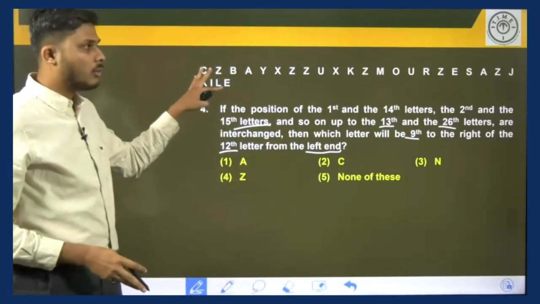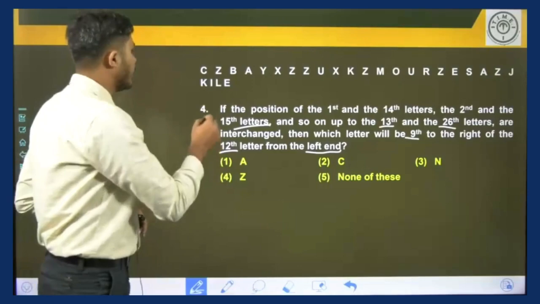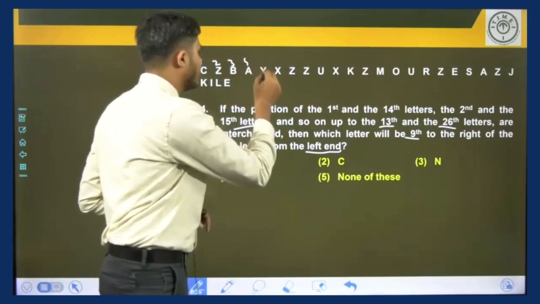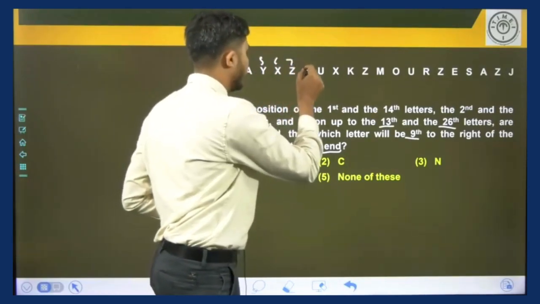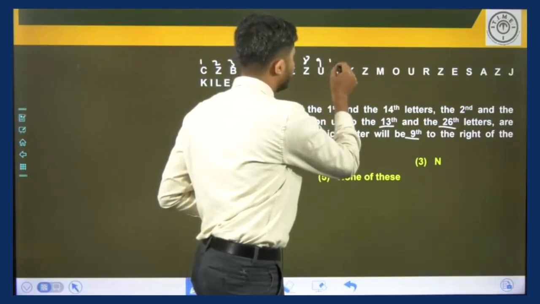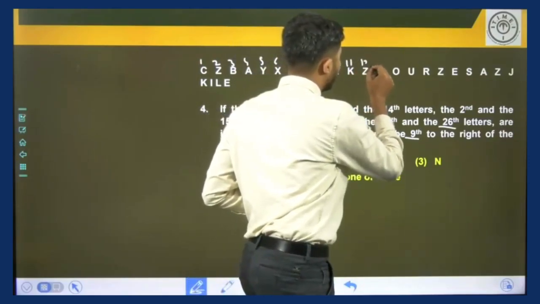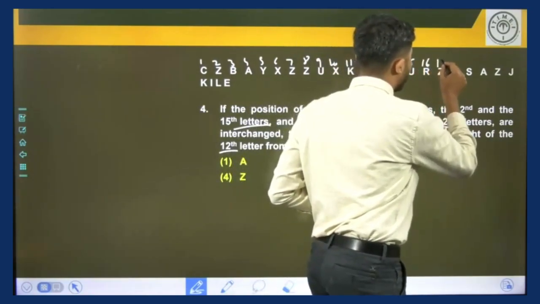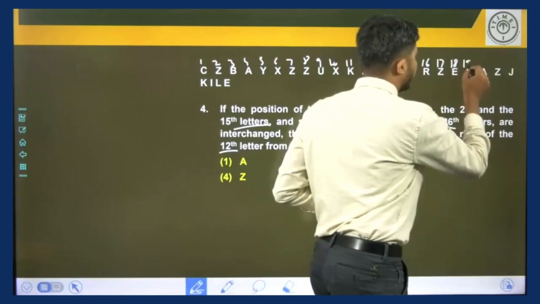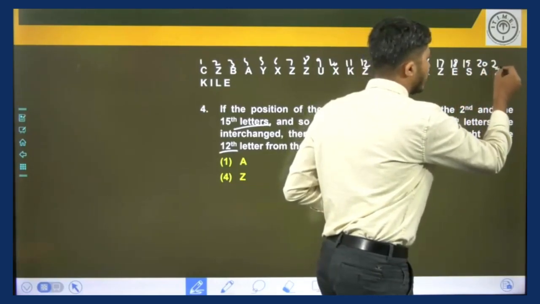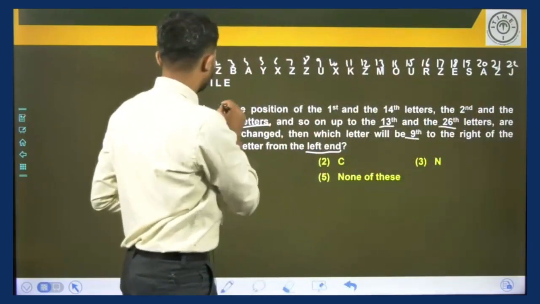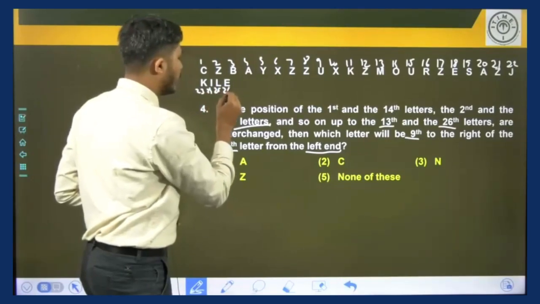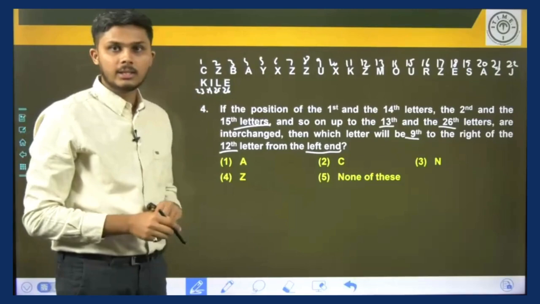So let's first count how many letters do we have in the series. We have 1, 2, 3, 4, 5, 6, 7, 8, 9, 10, 11, 12, 13, 14, 15, 16, 17, 18, 19, 20, 21, 22, 23, 24, 25 and 26. We have a total of 26 letters in this series.